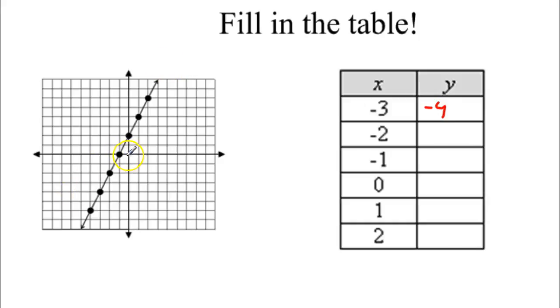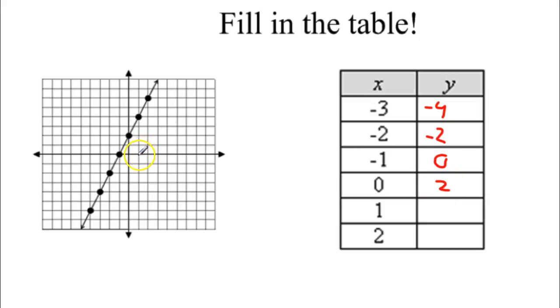Let me just double check. Negative 1, negative 2, negative 3, then negative 1, negative 2, negative 3, negative 4. I got it. The next one, x is negative 2, what's y? So I start at the origin again, negative 1, negative 2. Where's the y? Well, I have to go down to negative 1, negative 2. So this point is negative 2, negative 2. When x is negative 1, I don't have to go up or down, so that means y equals 0. Then when x is 0, I go up, it crosses right there, that means y equals 2.